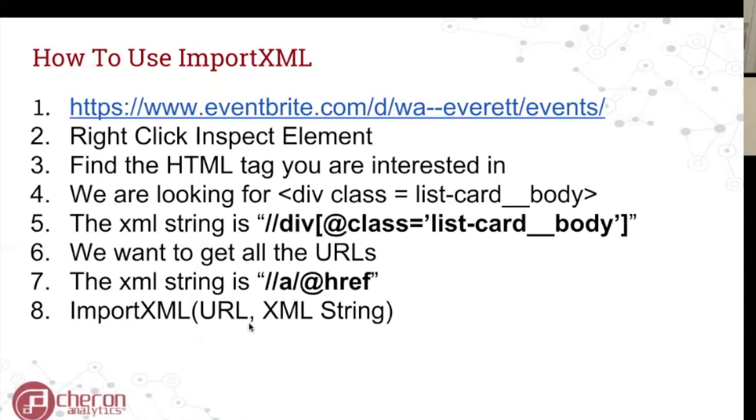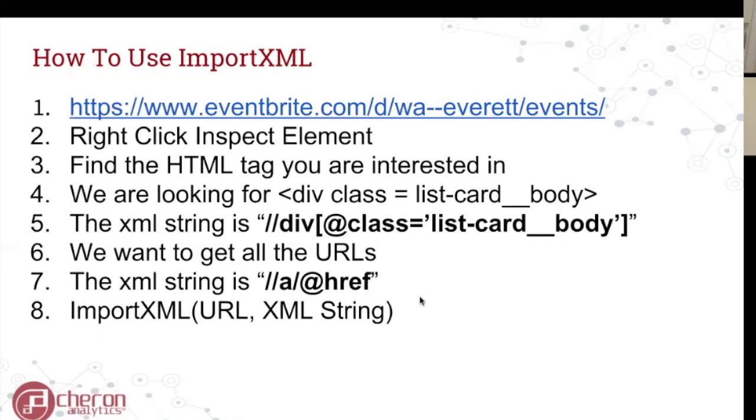And then if you've ever used an Excel function, you know, this one takes specifically the URL, so the thing from step 1, and then the XML string, so the information from step 5 or step 7. And that's how you're going to end up scraping things offline.